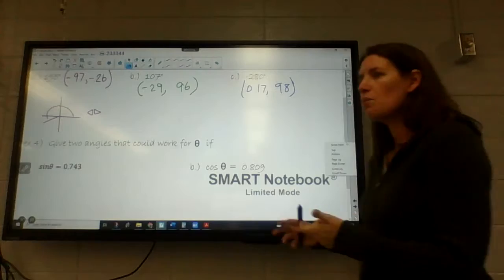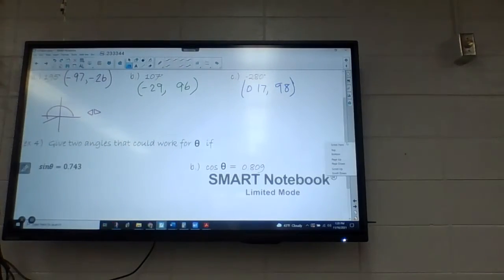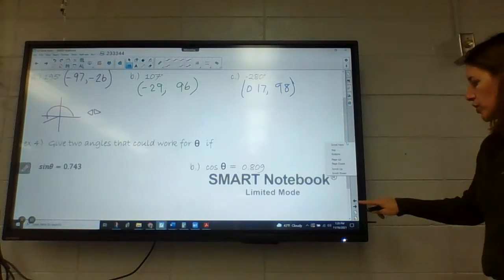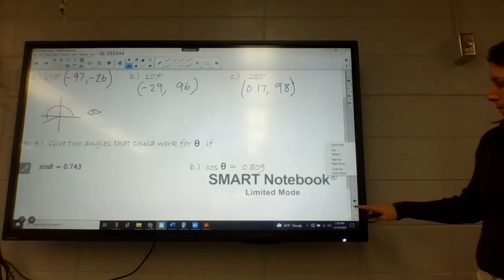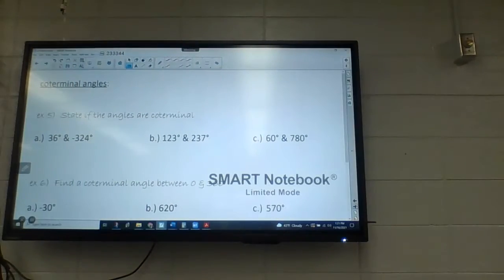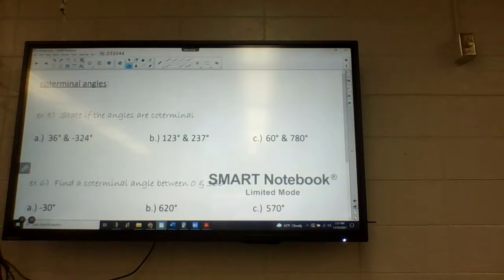The next one, one of the answers is really obvious and the other one is not. And we probably should actually talk about coterminal angles first. So if you look right below this, it says coterminal angles. I'm going to talk about those first. Basically, they're angles that end at the same spot. So, angles that have the same endpoint.